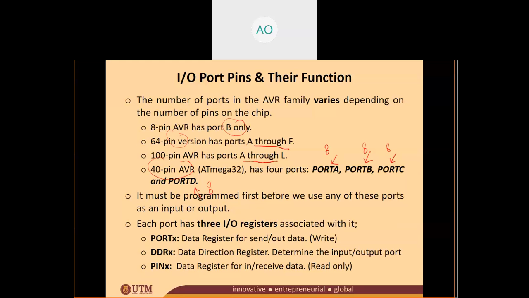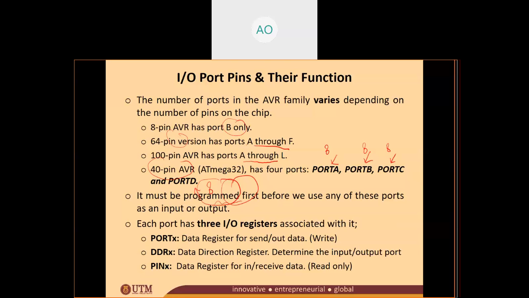Before you use port A, port B, port C, and port D as an input or output, you need to program lah. You need to program first before you can use any of these ports as an input or as an output. So how to program? Later we'll see how to do the program. Each port has 3 I/O registers associated with it. Port A ada 3 registers that you need to know. Port B also has 3 registers. Port C 3 registers. Port D also has 3 registers.